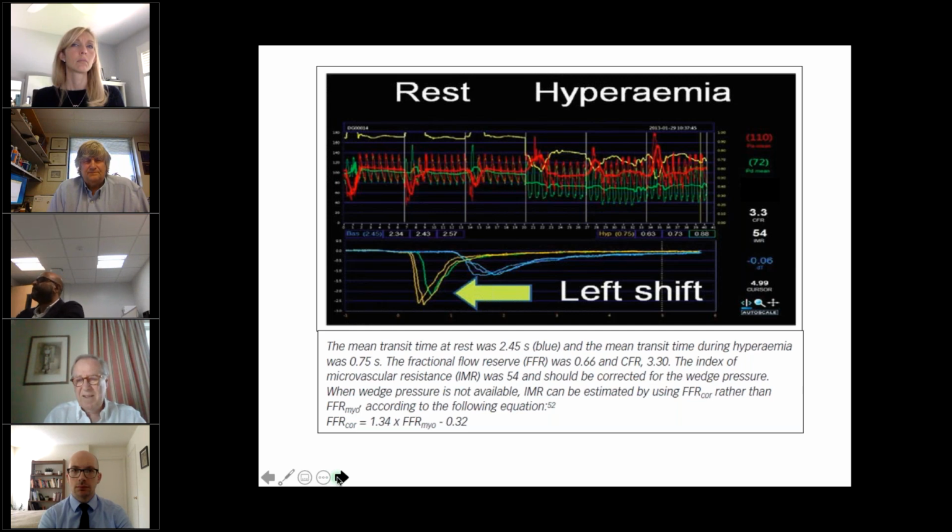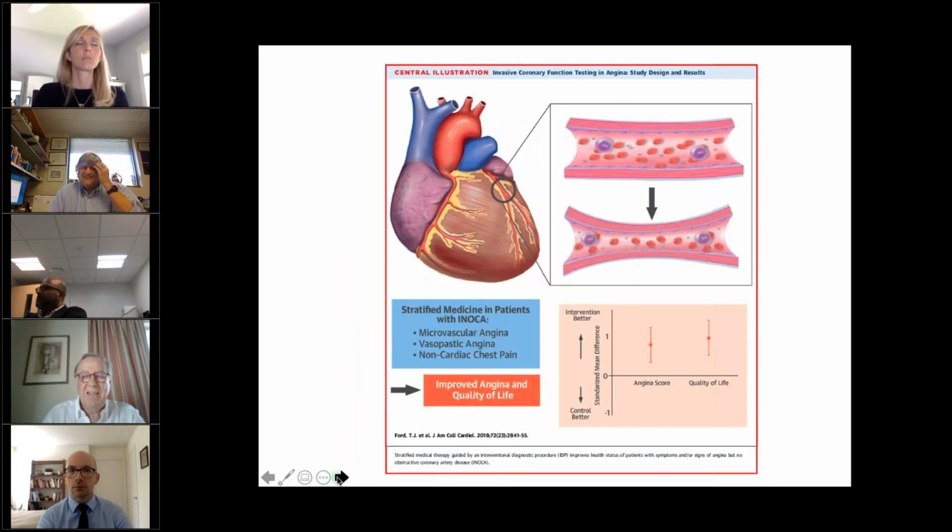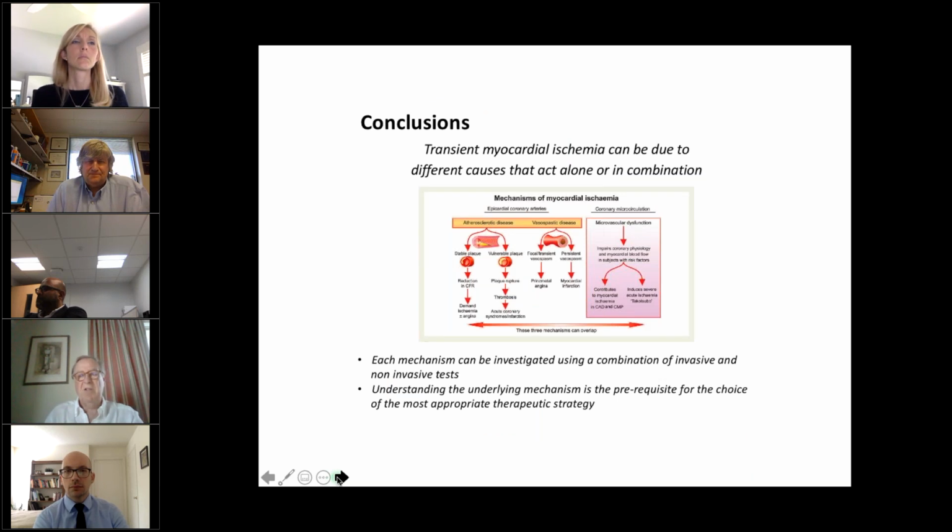I would skip this because time is running. Next, please. But I would like to highlight this important paper published by the Glasgow group, showing that stratifying patients according to what I just told you, next slide please, can lead to a better understanding of the mechanism of myocardial ischemia and also to a better outcome, next please, in terms of symptoms and pharmacologic treatment.